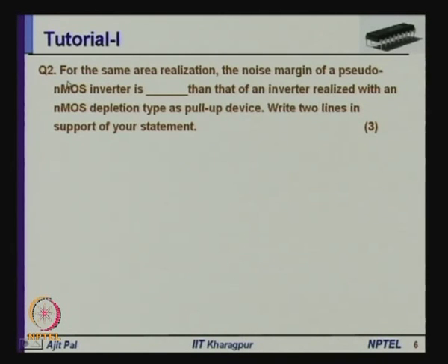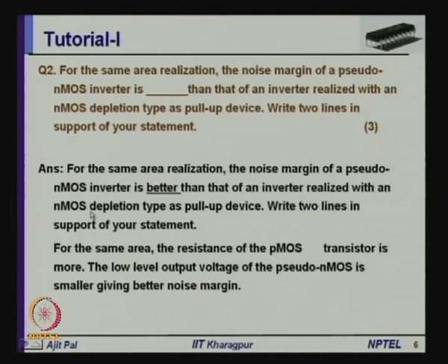Then coming to question 2, it was, for the same area realization, the noise margin of a pseudo NMOS inverter is dash than that of inverter realized with an NMOS depletion type as pull up device. Write 2 lines in support of your statement. First, you have to complete your sentence. For the same area realization, the noise margin of a pseudo NMOS inverter is better than that of inverter realized with an NMOS depletion type as pull up device.